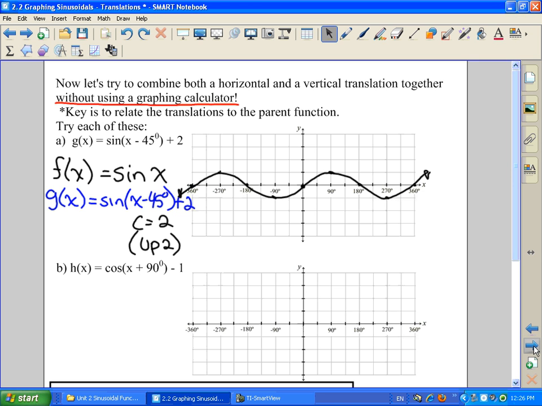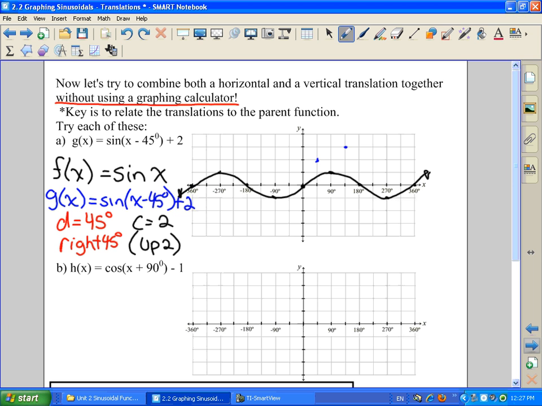And d equals 45 degrees, which means we are going to go right 45 degrees. So all I'm going to do is take any of my main features, for example, I'll start at 0, 0. I'll start right here, okay? And instead of plotting that point, I'm going to go up 2 and right 45. You guys good with me? Start at my maximum here. I go up 2, right 45.